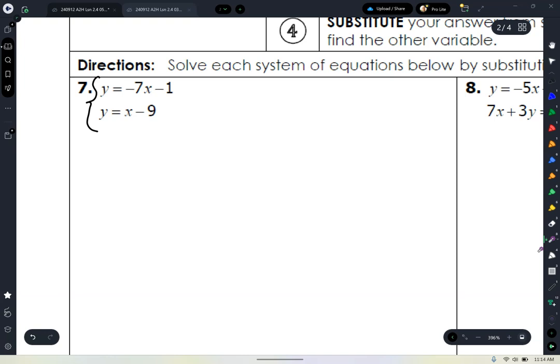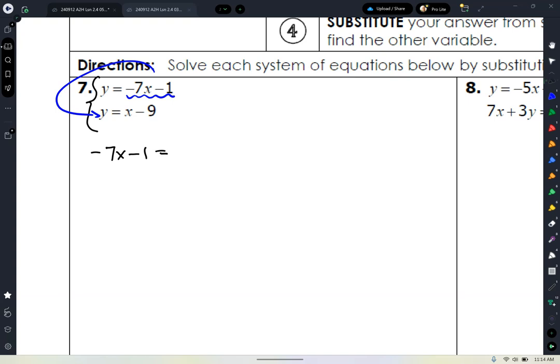So what we're saying here is the value of y is the same thing as -7 times some x number minus 1. Here we're saying the value of y is the same x minus 9. These two things are both the value of y. So we can substitute one for the other, right? So we can take this here and we can swoop that right in there for y. And so then we can say that -7x minus 1 is the same thing as x minus 9. And then we can solve that equation for x. Go ahead and do that.